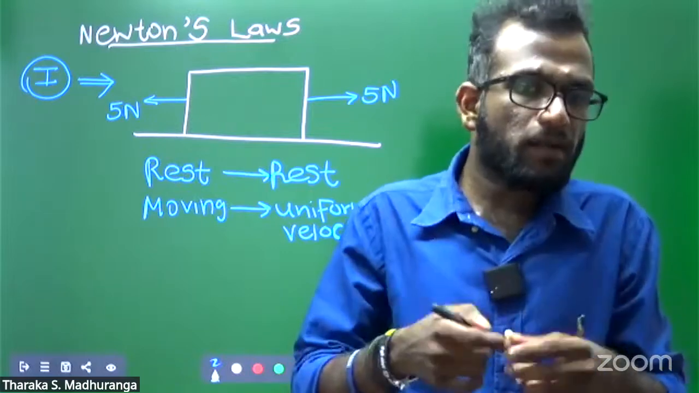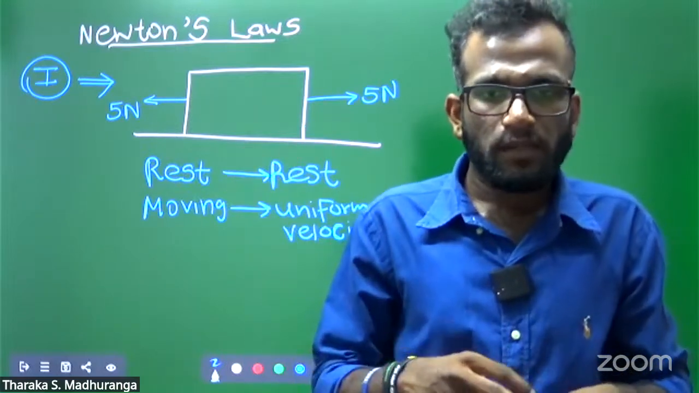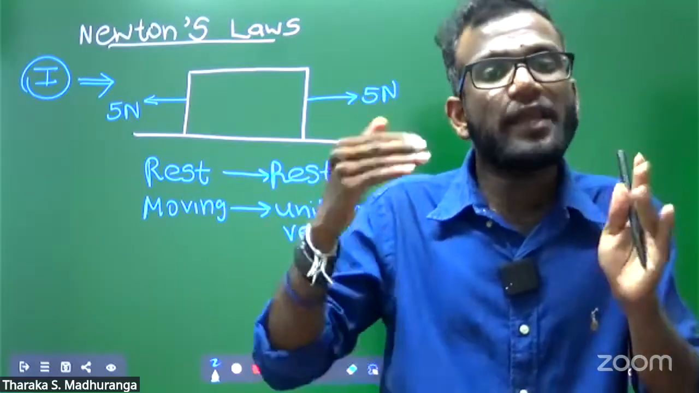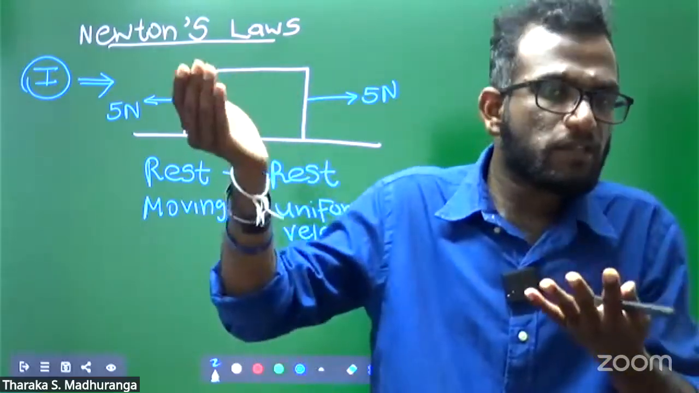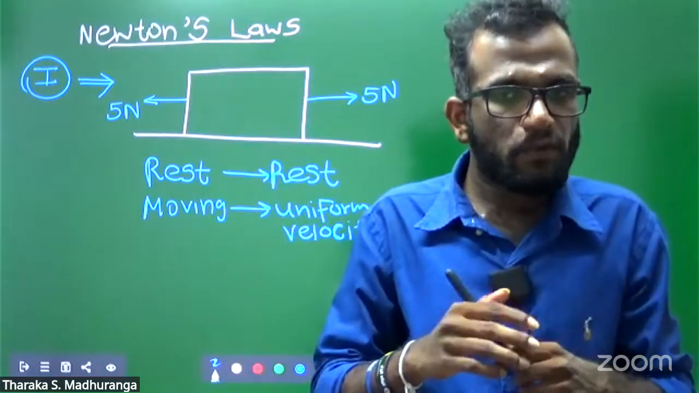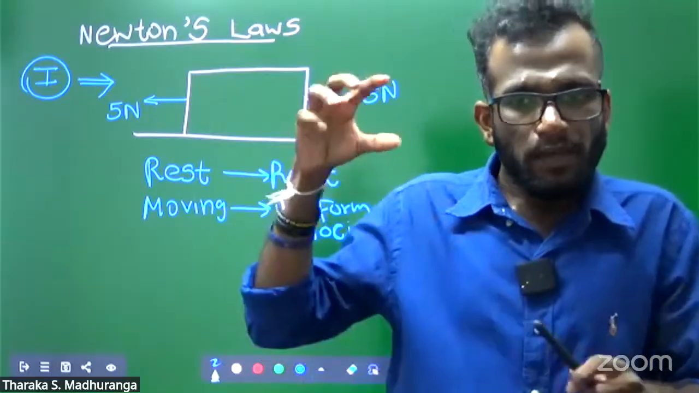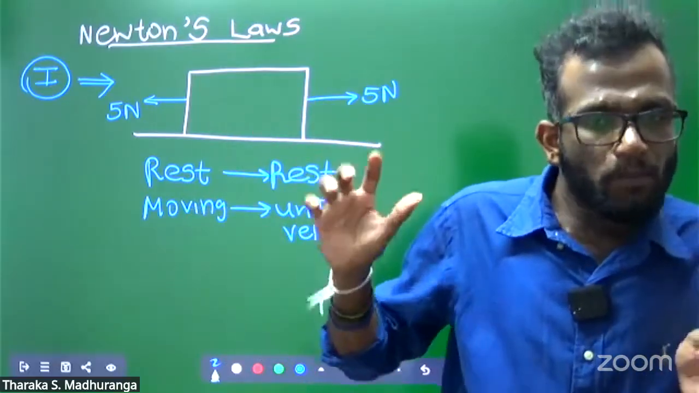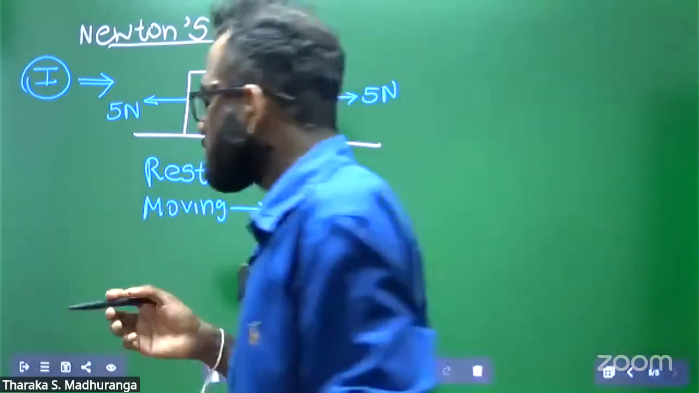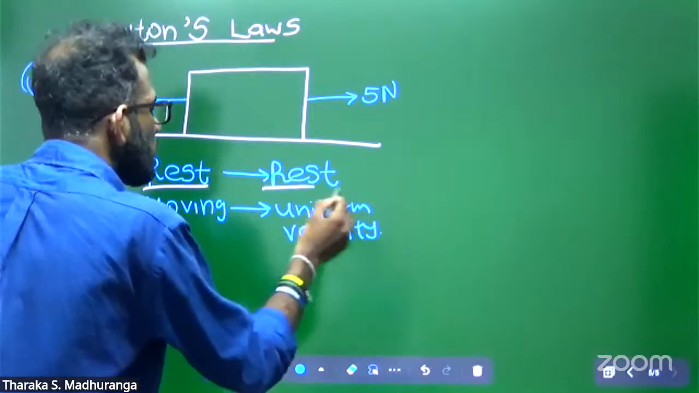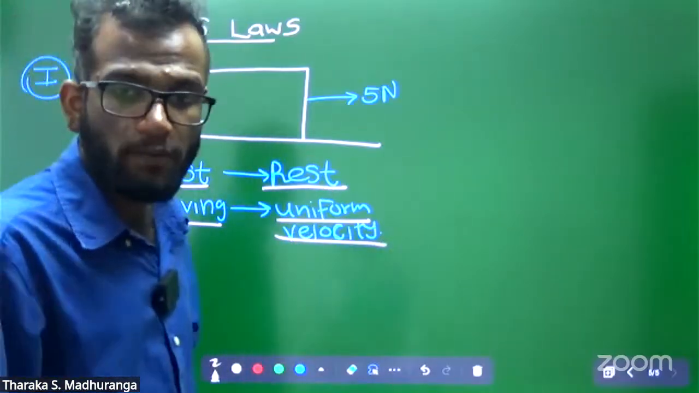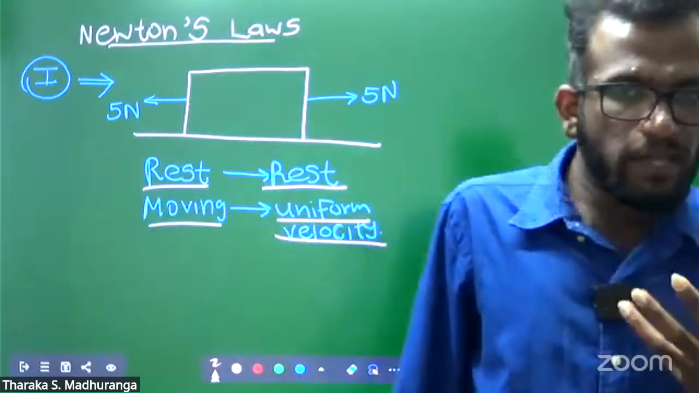If there are no unbalanced force acting on any object, or until any unbalanced force is acting, which means in this time no unbalanced force, rest objects are rest and moving objects are moving with uniform velocity. Rest objects are rest, moving objects are moving with uniform velocity. That is very easy to understand Newton's law.